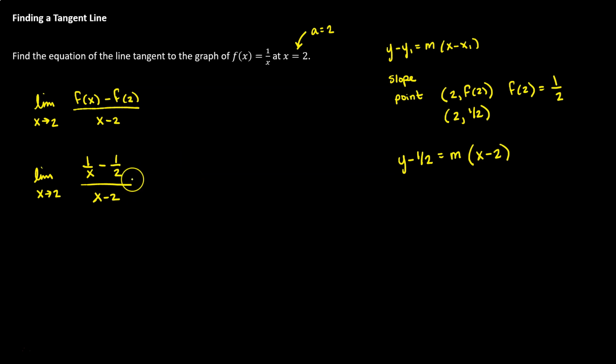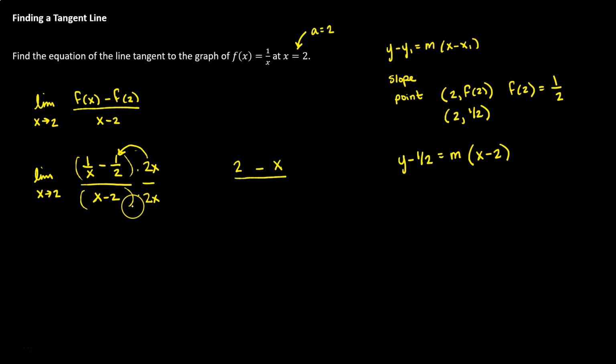To simplify a complex fraction, we're going to find the LCD. I have denominators of x and 2, so my LCD is 2x. I'll multiply the entire numerator and entire denominator by 2x. When I multiply 2x times 1 over x, I get 2x over x, which simplifies to be just 2. And then when I multiply 2x times the negative 1/2, the 2's divide off, leaving behind just a minus x.